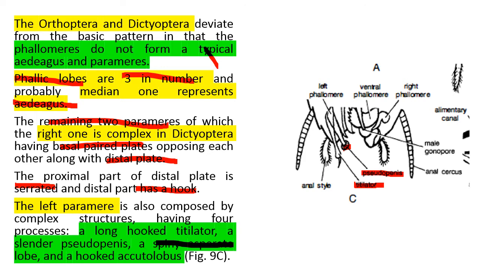What is the difference here? In Dictyoptera, the median one has phallic lobes, three in number. The center one is the aedeagus. The right paramere bears a proximal and a distal part. The proximal part of this plate is serrated, with serrations like these, and the distal part has a hook. The left paramere is also modified and has four processes: a hooked titillator, a slender pseudopenis, an aspirate lobe, and a hooked acutolobus.